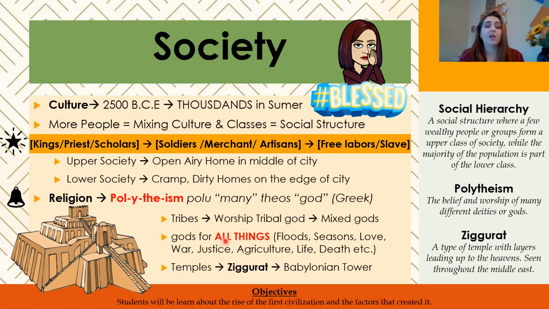And so there are gods for everything: flooding, seasons, love, war, justice, agriculture, life, and death. Everything pretty much had a god that ruled over it. These gods would have temples known as ziggurats, and this is a ziggurat. Usually these temples were square platforms with stairs leading upwards, representing stairs leading up to the heavens where the gods lived. Actually, really interesting, when the Bible talks about the Tower of Babel, that tower that reaches to heaven, most likely they were talking about a ziggurat, because that's what those towers to heaven really were.